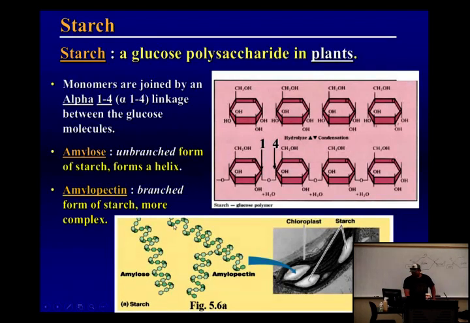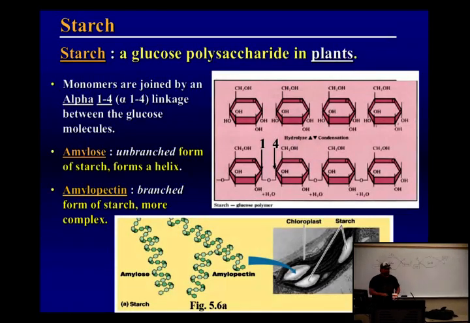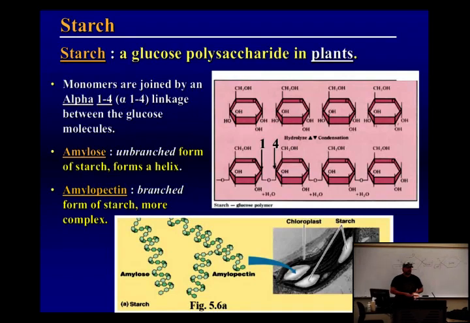Just guessing. All right. So amylopectin is branched. On the test, I'm going to ask you, what are the bonds that are found in amylose? What are they? What type of bond? Alpha 1,4. What's the difference between amylose and amylopectin? What's the bond in amylopectin? It's on the screen.